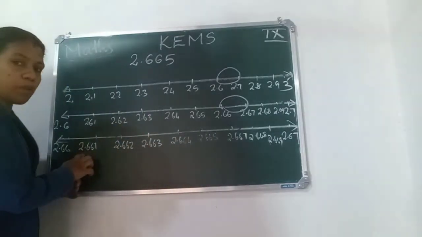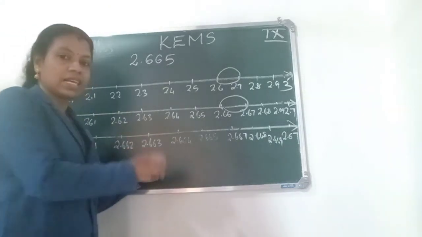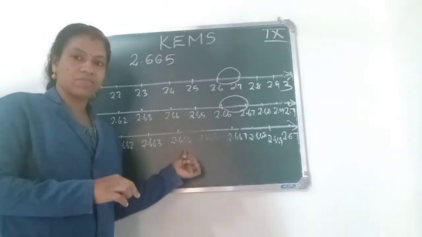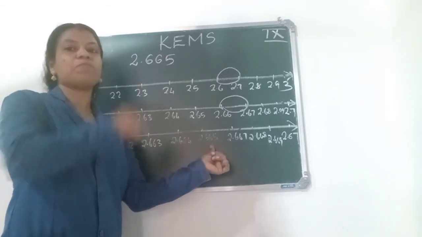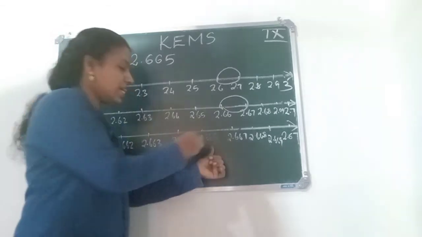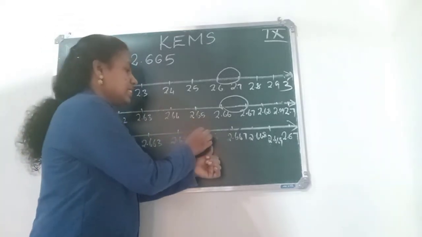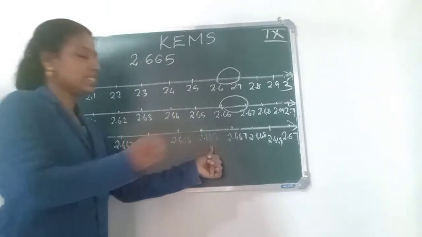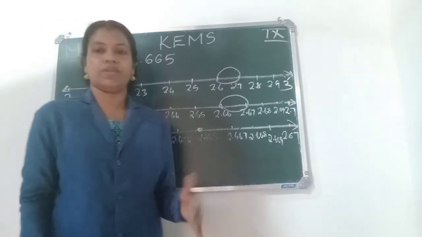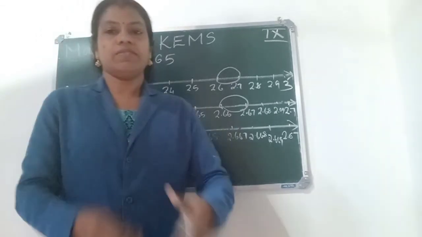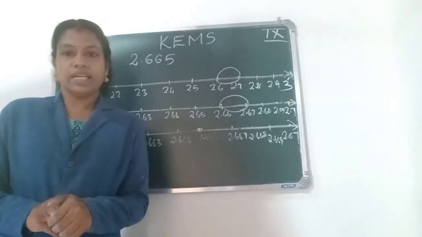That is 2.661, 2.662, 2.663, 2.664, 2.665. Here is our point, the real number 2.665. The fifth place represents the real number 2.665. Just mark the number. Okay, that's all. So this way we can visualize real numbers on the number line.